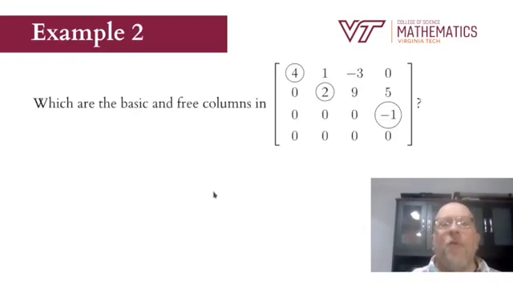So in this example, which columns are basic and free? I don't think it is going to surprise anybody to find that 1, 2, and 4 are basic, and 3 is free.